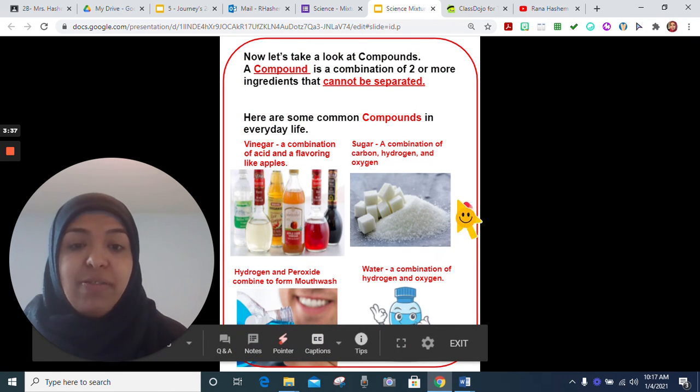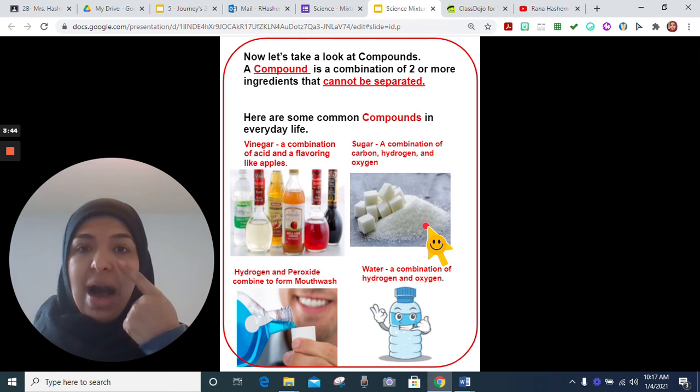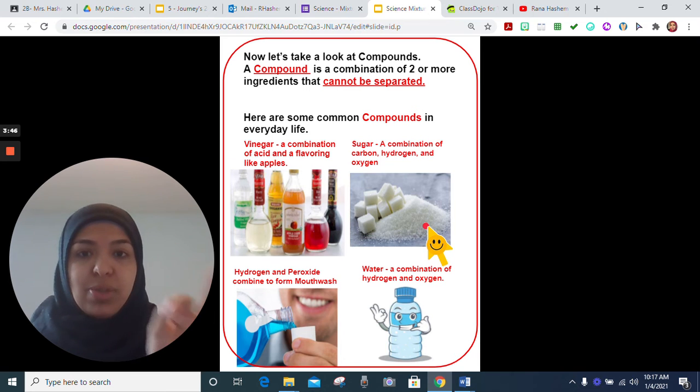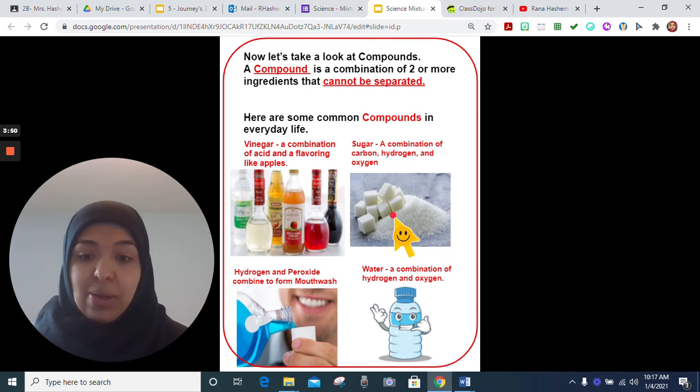Sugar. It's a combination of carbon, hydrogen, and oxygen. You can't see those ingredients by your eye. You need a microscope to actually spot them. That's why we call this a compound.